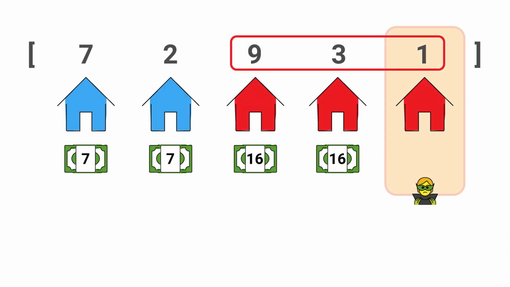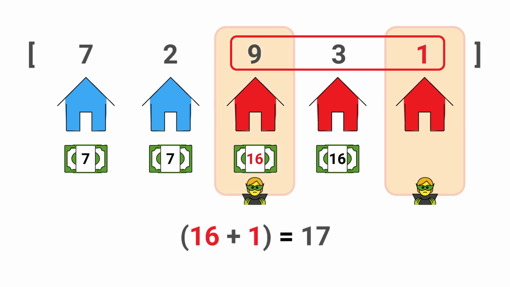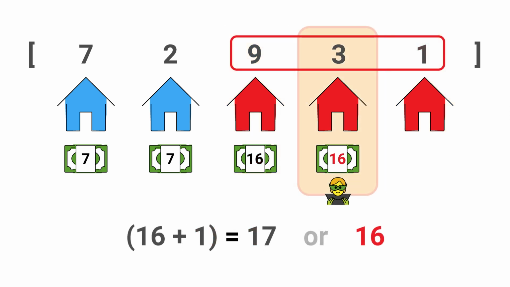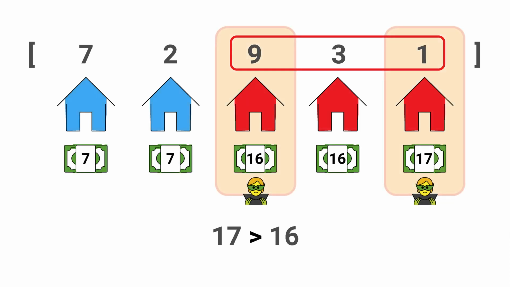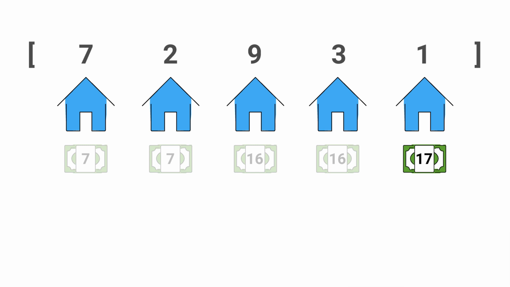Here, if we are robbing the third house, then we can include the maximum amount of money we had robbed till the first house, which will give a total money of 17. If we are not robbing the third house, then the best amount of money we can have till the second house is 16. Since 17 is greater than 16, we will rob the first and third houses. So at the end, we have a total maximum money of 17.